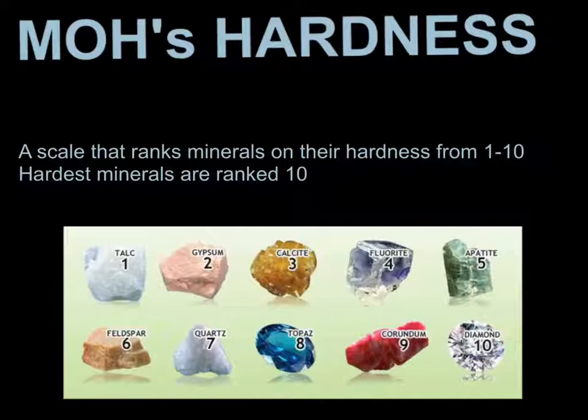From this scale, we'll be able to figure out that diamond, because it's the hardest, would be able to scratch each of these minerals, because it's harder than all of them. However, if we picked one, let's say we picked topaz. Topaz has a hardness of 8. This means that it wouldn't be able to scratch corundum or diamond because they're harder than it. However, it would be able to scratch every single mineral that had a lower ranking on the scale.